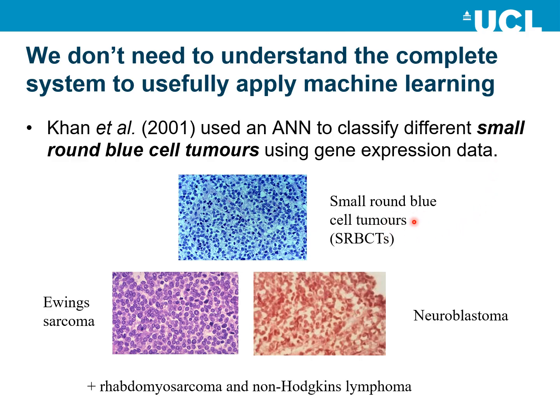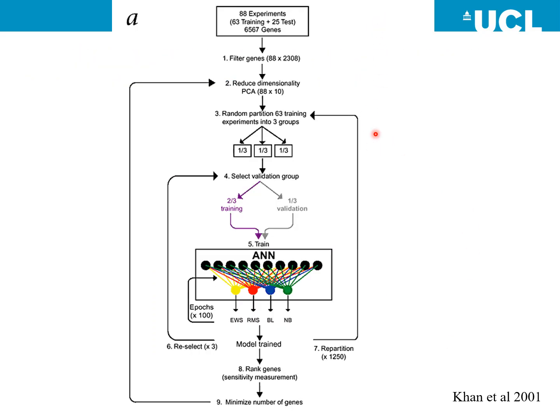Small round blue cell tumours look very similar, and it's quite difficult to tell them apart from the histopathology slides. But there are different types: Ewing sarcoma, neuroblastoma, rhabdomyosarcoma, non-Hodgkin's lymphoma. The idea of this paper was to identify them just from the gene expression data. So this was the procedure that they followed.